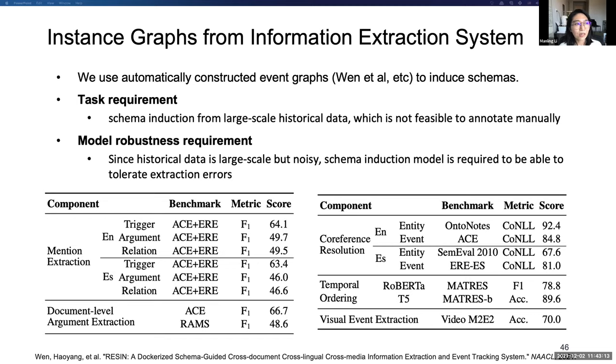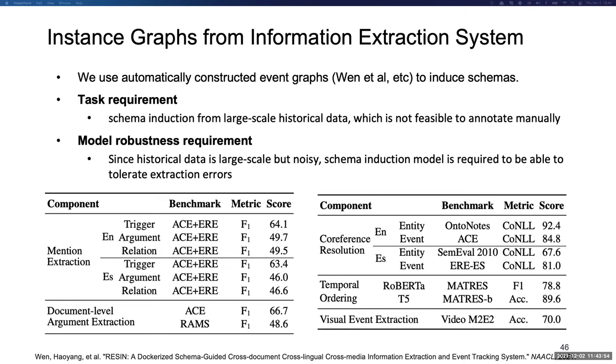Another thing is that the number of graphs we need to do the schema induction is very large. So this introduces another difficulty. And another reason is that we want to make this schema induction model data-driven. So whenever there's some new domain, like the COVID-19 pandemic, if we want to induce some schema about the pandemic, then we may need to directly induce the schema from all the news data. So it's not applicable to just use the annotated data.